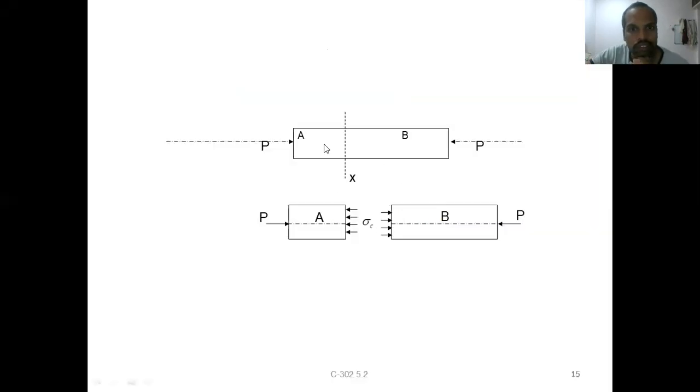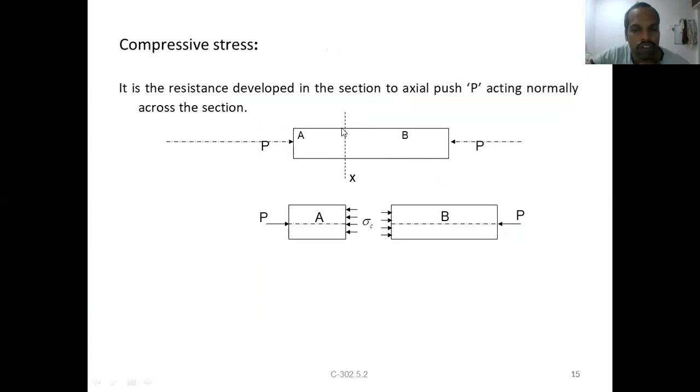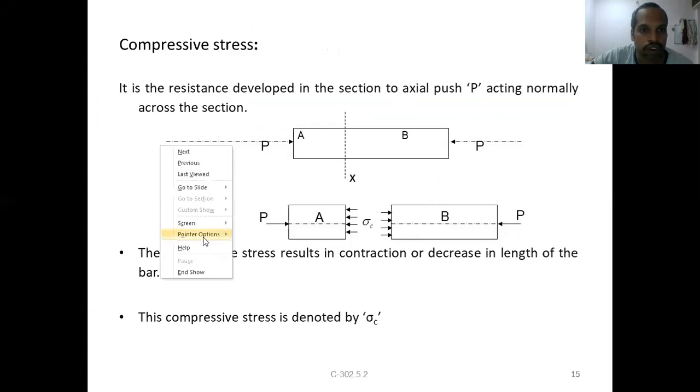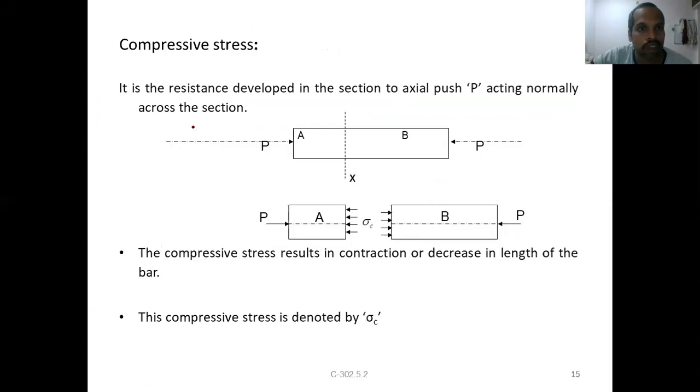Now you see, I have just changed the position of the arrows. That's all, and the entire thing is changed. You have to be very careful showing the arrows. Just reverse it, and the tension becomes compression and compression becomes tension. So unnecessarily everything goes wrong. That's why you have to be very careful showing the arrows.